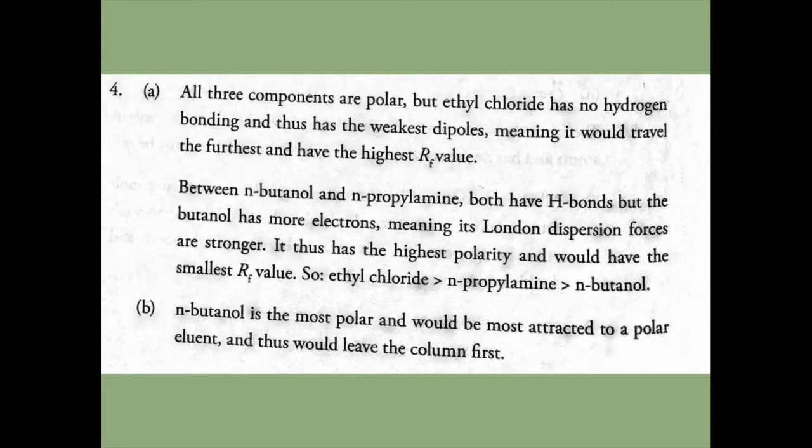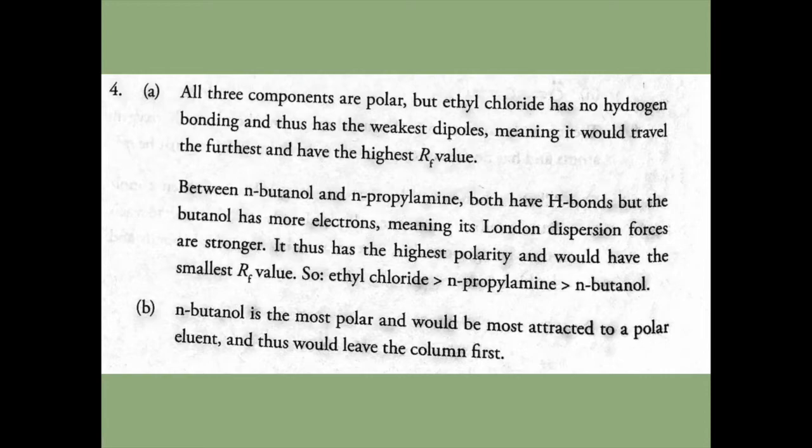For 4, it says a student has a mixture containing 3 different organic substances. Here it shows you their Lewis structures. In A, it says if the mixture was dabbed onto chromatography paper that was then placed into a non-polar solvent, rank the RF values for each component of the mixture from high to low after the solvent has saturated the paper. Remember, if you have a non-polar solvent, that means that the most non-polar compound is going to travel the farthest, meaning it's going to have the highest RF value.